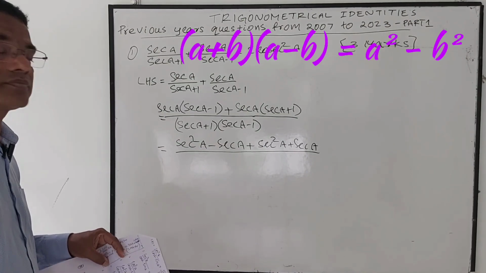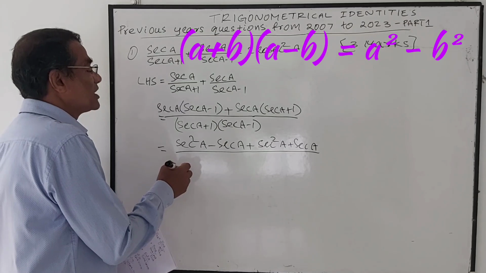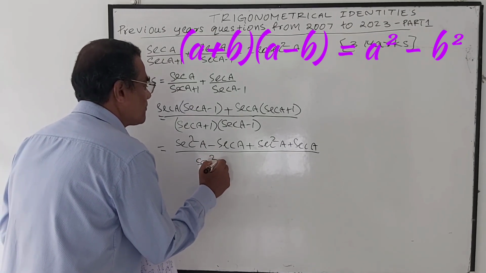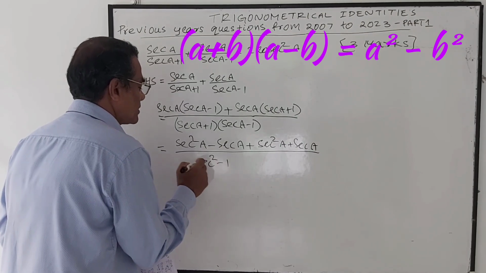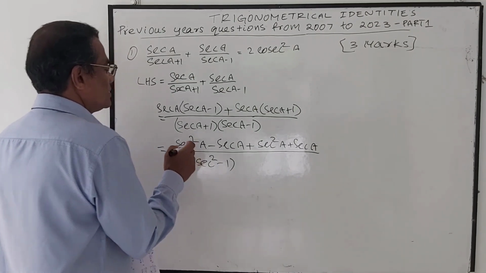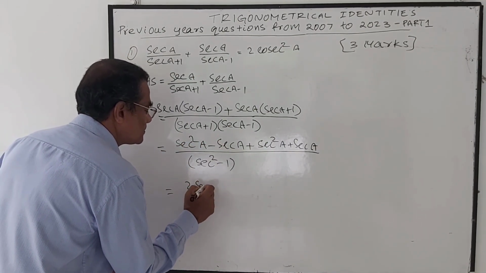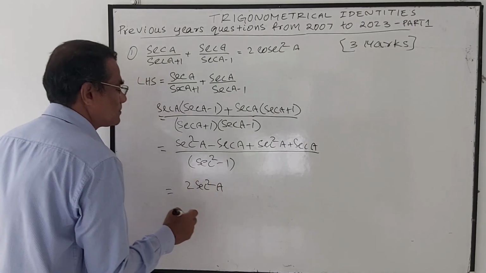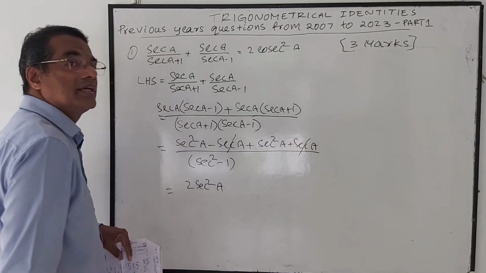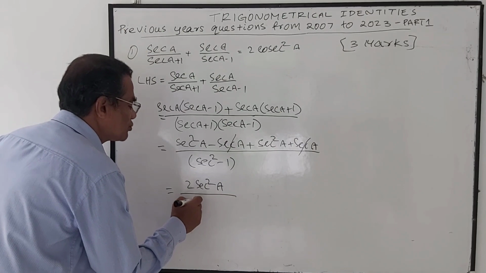It is of the form a plus b into a minus b, and a plus b into a minus b is a square minus b square. Equal to cosec square A plus cosec square A is 2 cosec square A, minus cosec A and plus cosec A, they will be cancelled, divided by cosec square A minus 1.